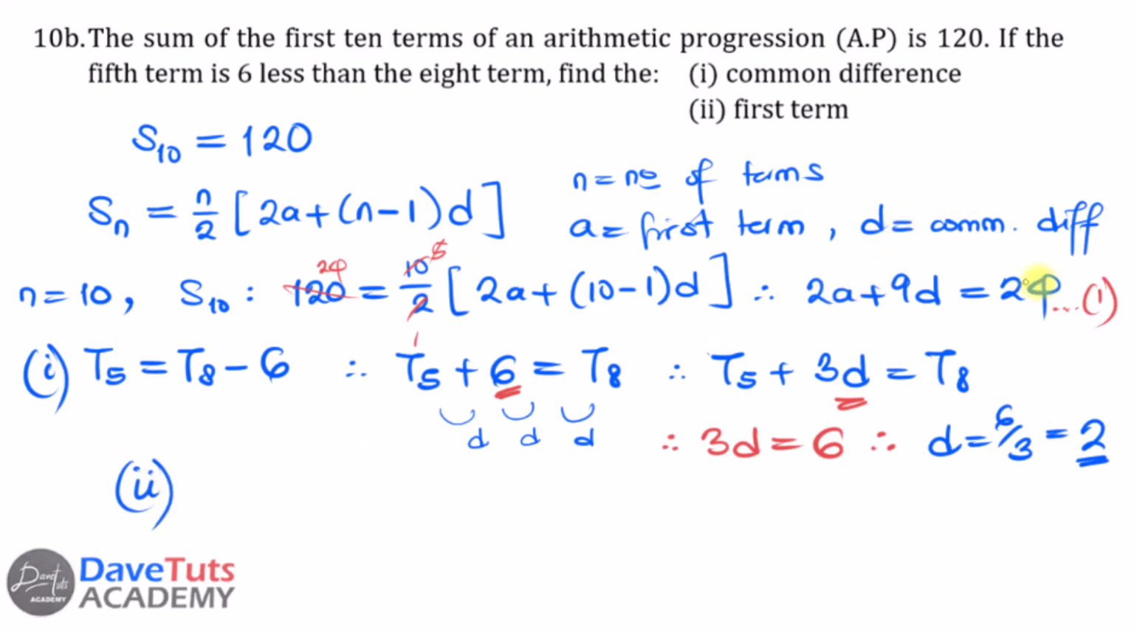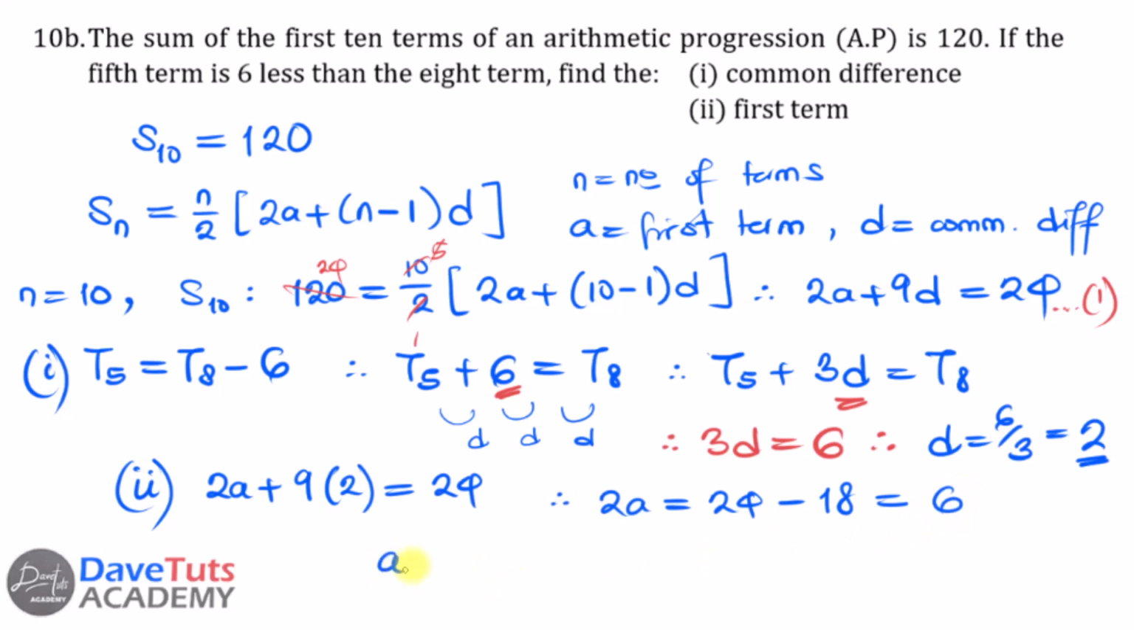Now for us to get the first term, look at this particular expression, the equation we got initially, that 2a plus 9d is equal to 24. So we have 2a plus 9 times, what's the value for d? We just got it to be 2, is equal to 24. So from here, 2a is equal to 24 minus 9 times 2, which is 18. So 2a is equal to 24 minus 18, that is 6. That means that a will be 6 over 2, and that will be nothing but 3.